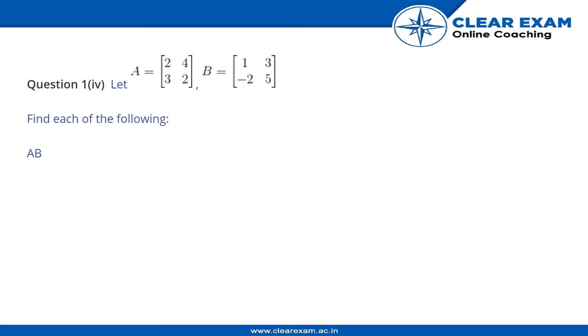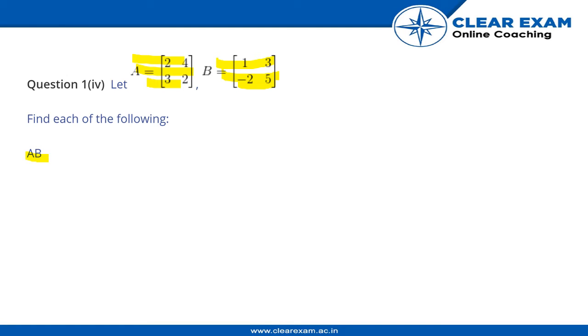Now moving to the next part, we have our two matrices, A and B. This one is the A matrix and this one is the B matrix. And at the last we have to perform A into B. Now this is very important. You cannot directly multiply the corresponding elements in this case.